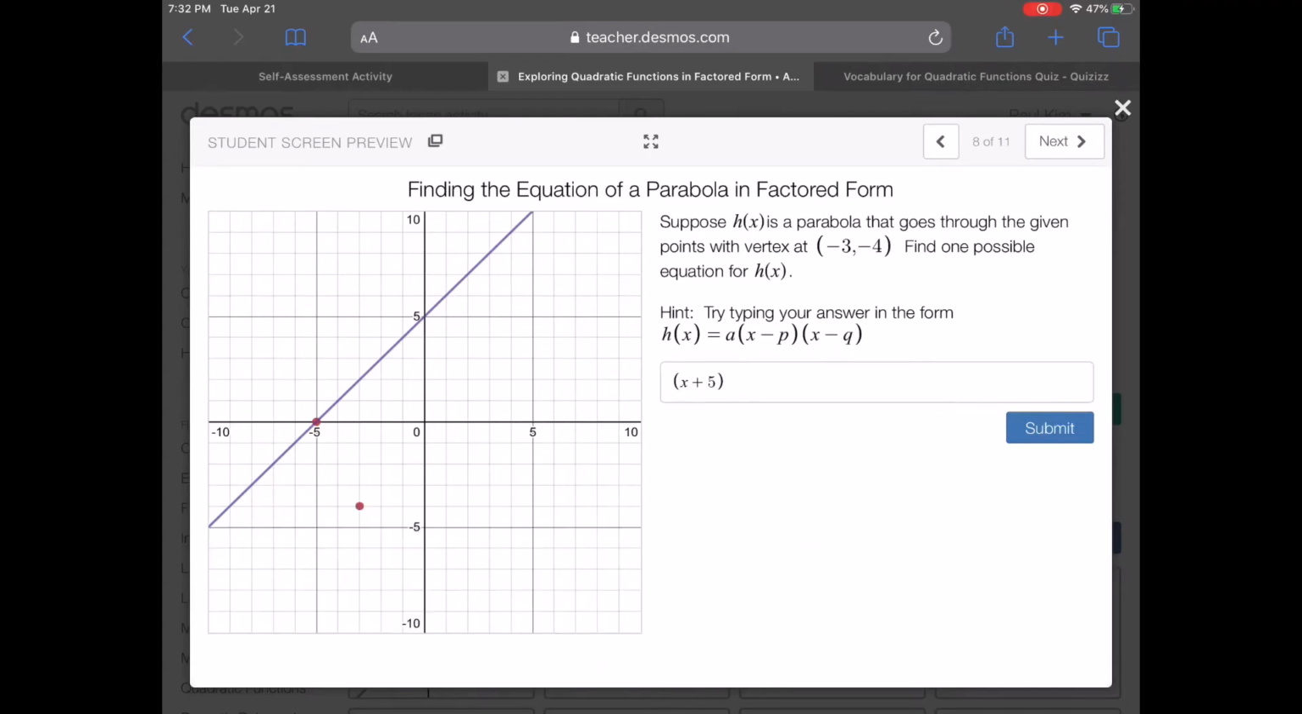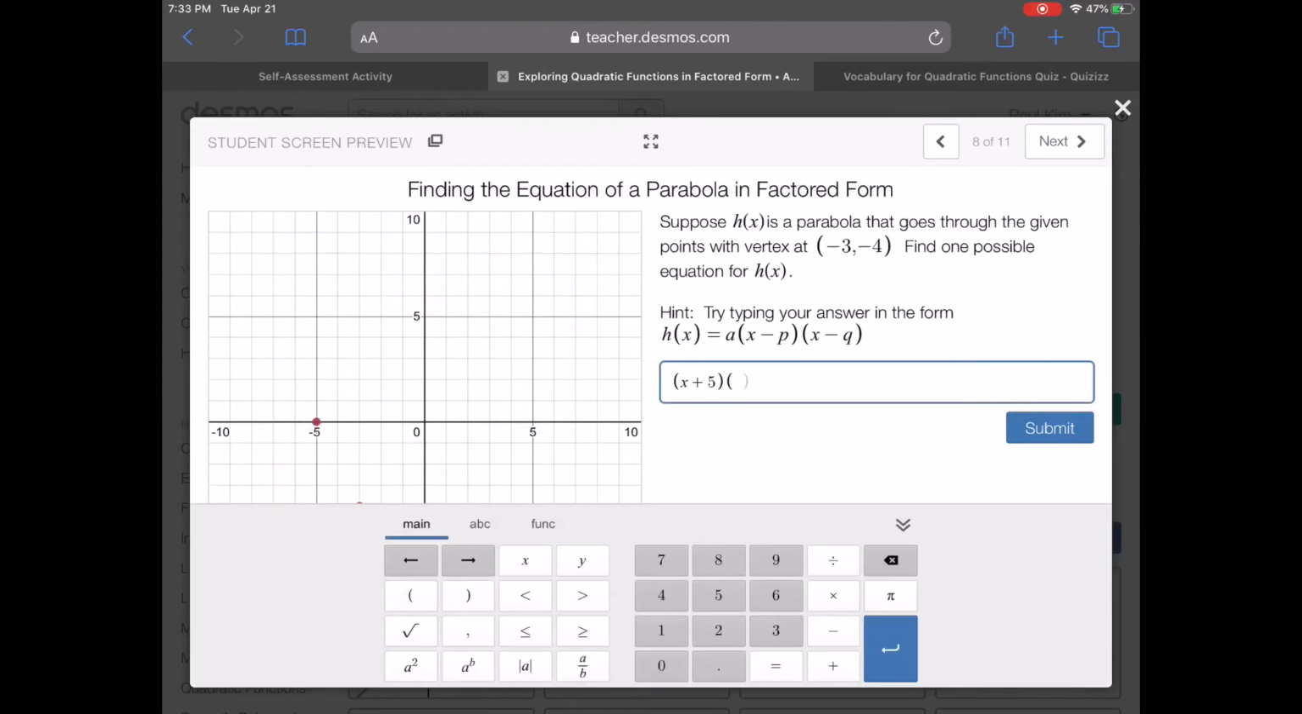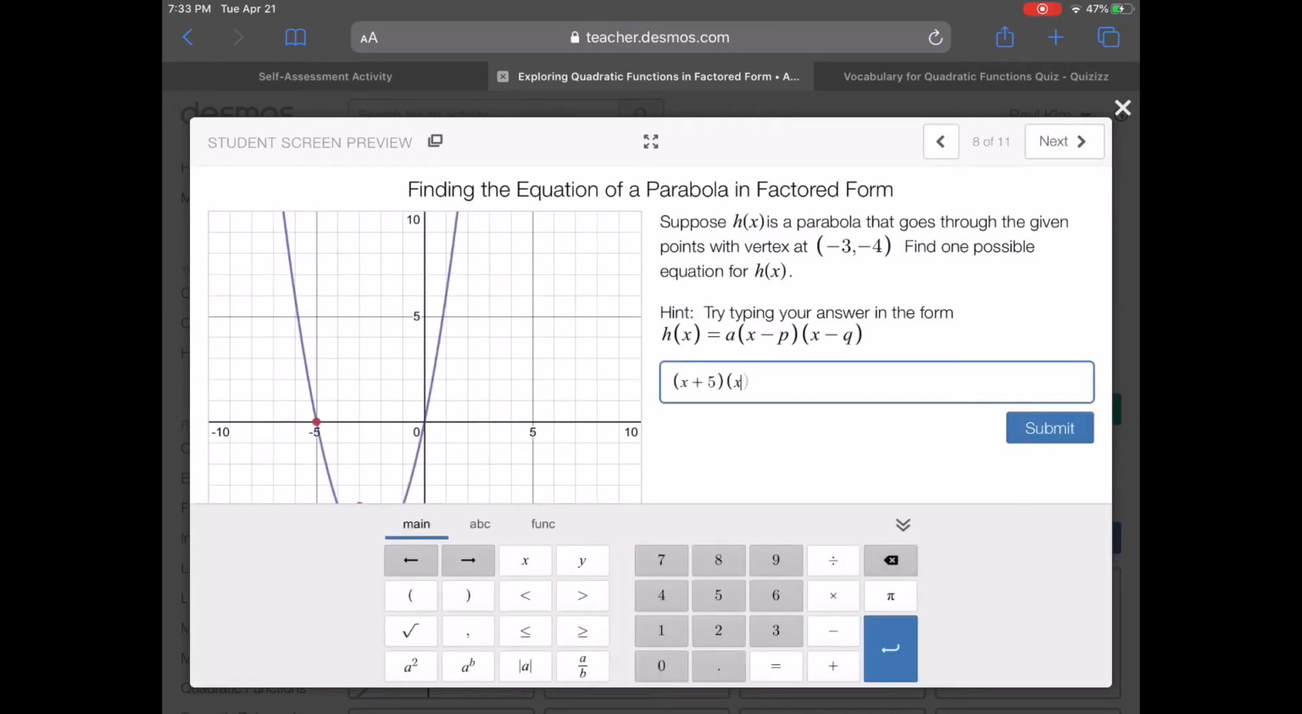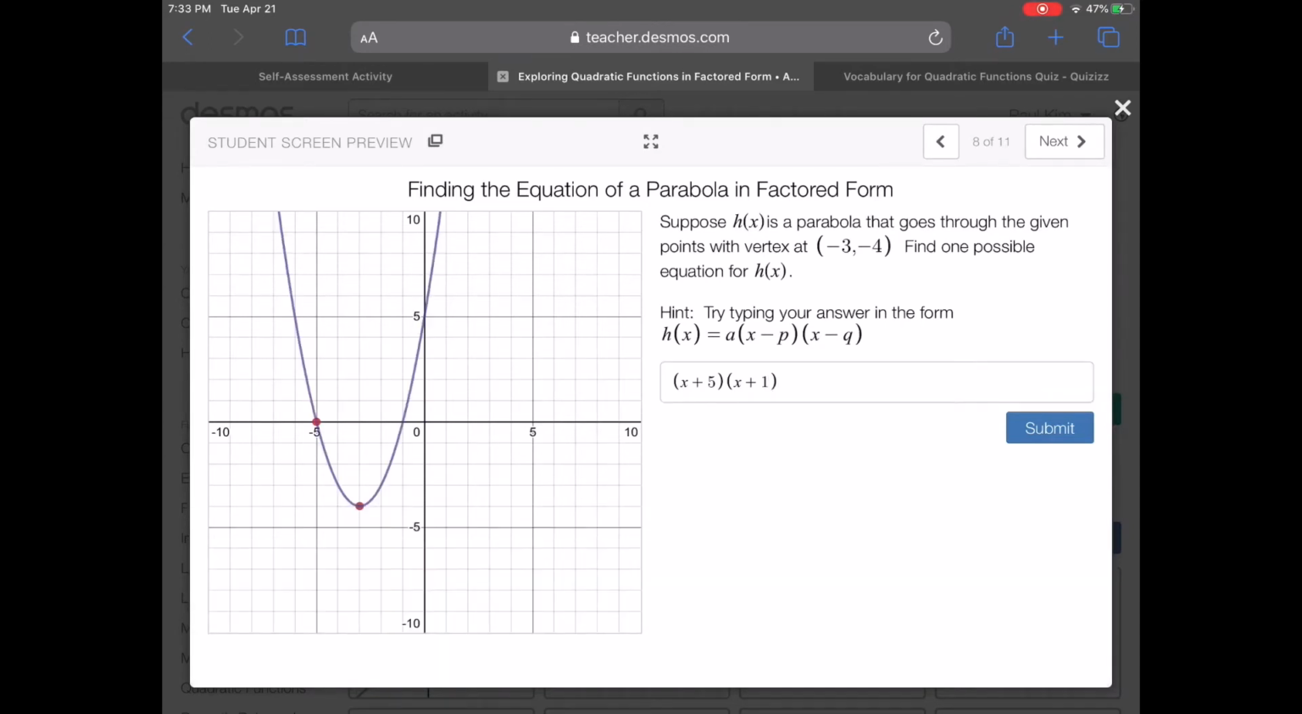To figure out my other factor, I need to figure out where my other x-intercept has to be. Now if my parabola's vertex is at x equals -3 and I have an x-intercept 2 units to the left of it, my guess is, because parabolas have this line of symmetry in the middle that goes through the vertex, my other x-intercept should be 2 units to the right of the vertex, which would be at -1. Now if I have an x-intercept at -1, then I know that my other factor should be x minus -1, or just simply x plus 1, right? And if you notice, that is a correct graph.